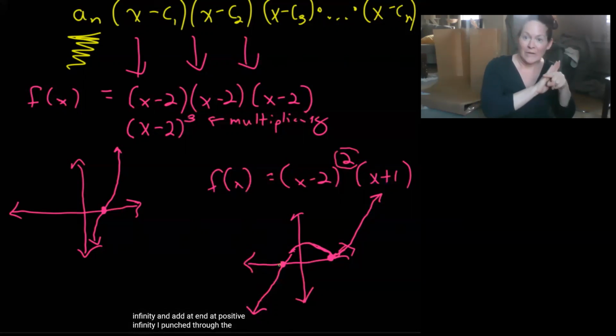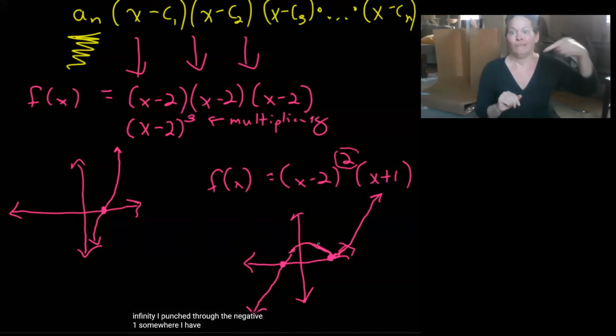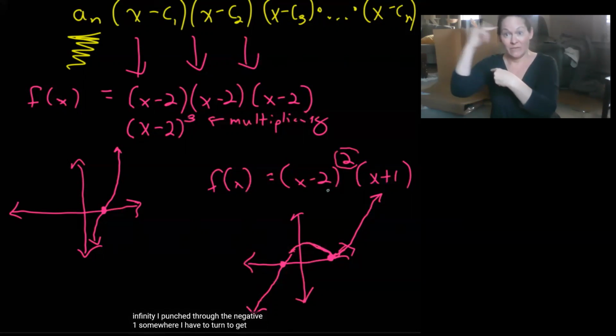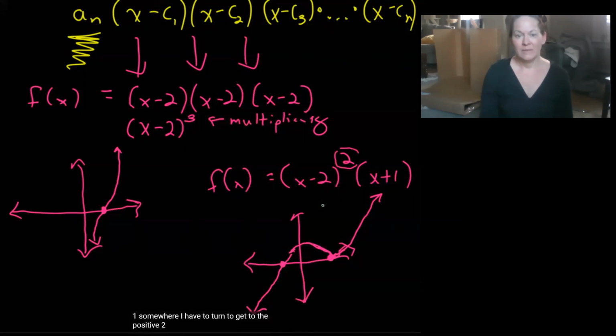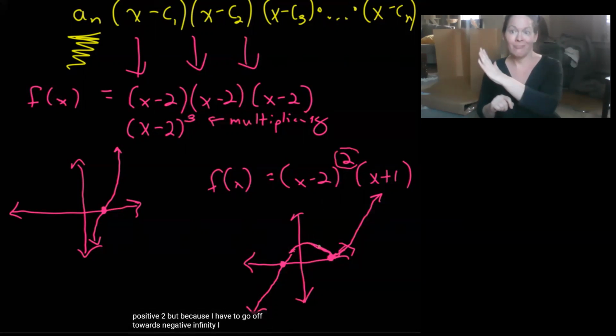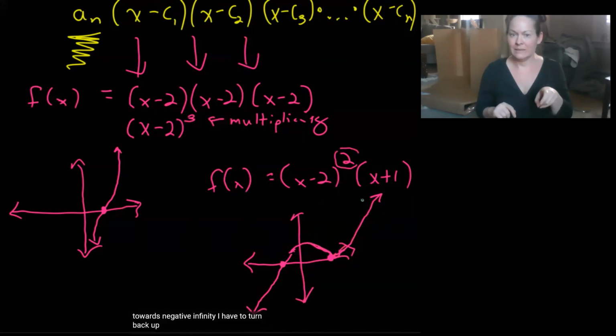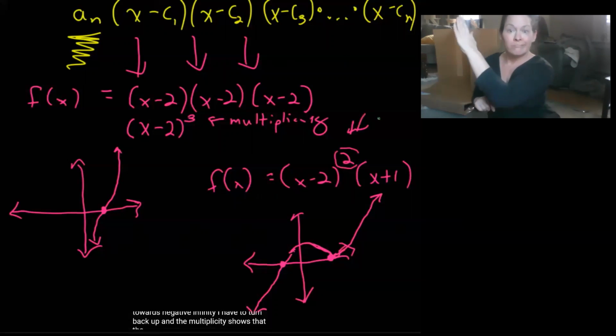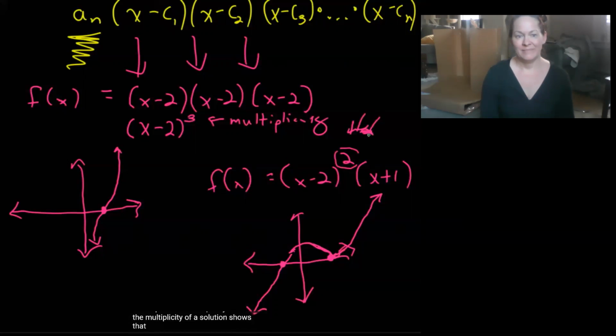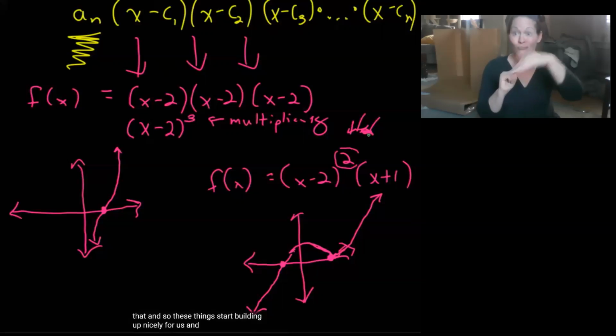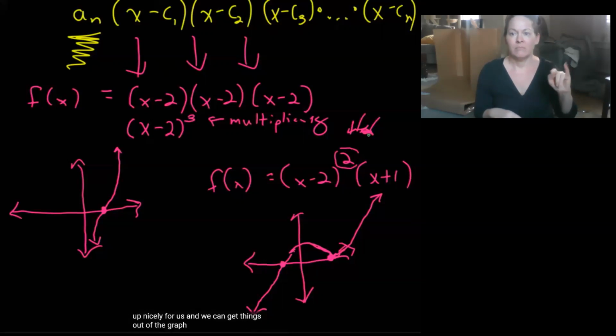I have to start at negative infinity and end at positive infinity. I punch through the -1. Somewhere I have to turn to get to the positive 2. But because I have to go off towards negative infinity, I have to turn back up. And the multiplicity of a solution shows that. And so these things start building up nicely for us, and we can get things out of the graph.